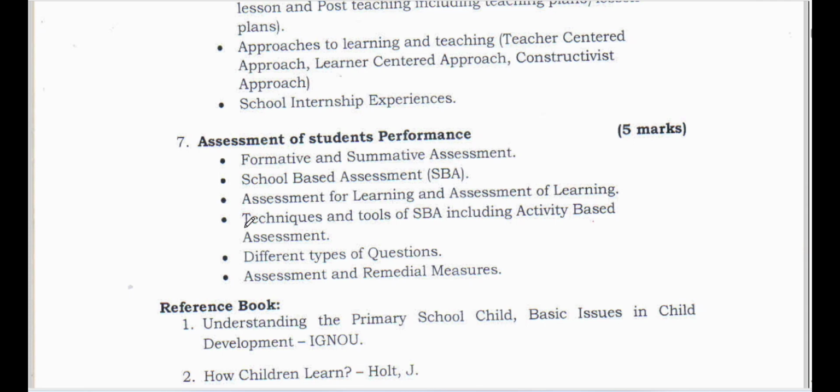All right, so let's continue with the next subject now. Let's see what we have.